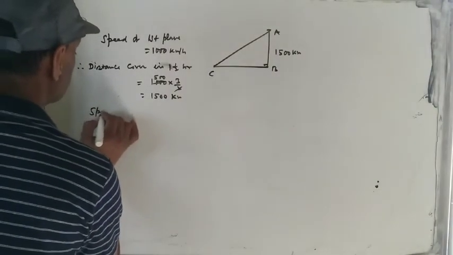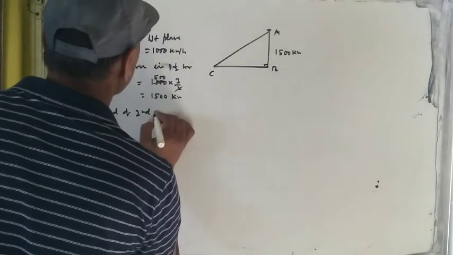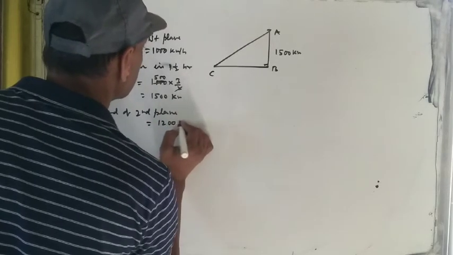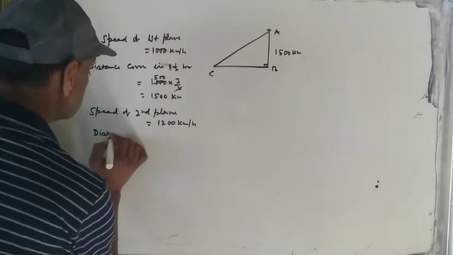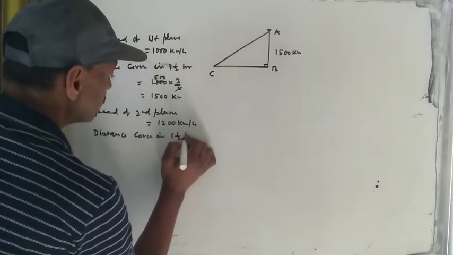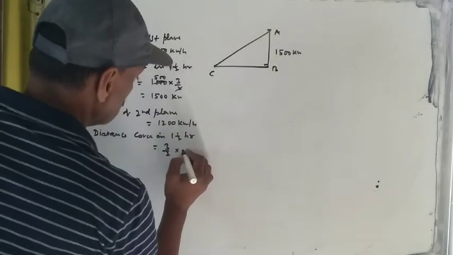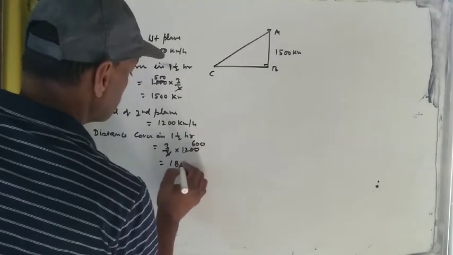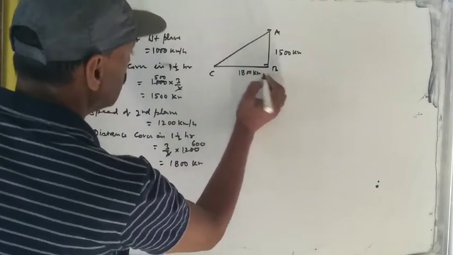Similarly, speed of second plane equal to 1200 kilometer per hour. So distance covered in 1.5 hours will be 3 by 2 into 1200. This is 1800 kilometer. So this distance is 1800 kilometer.